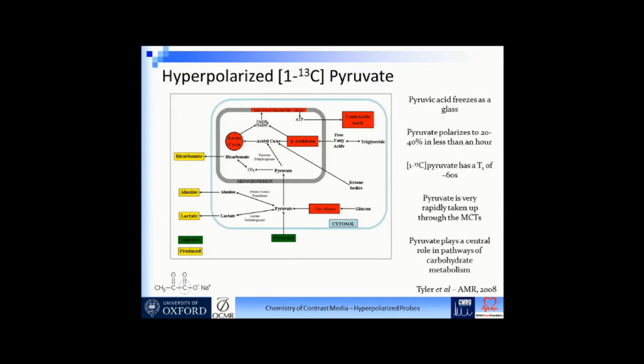As the pyruvate goes into the cell, it's converted into lactate via lactate dehydrogenase, into alanine via alanine aminotransferase, and then it's taken up into the mitochondria, where it's cleaved into acetyl-CoA, which goes into the Krebs cycle, and into CO2. That CO2 is in very rapid equilibrium with bicarbonate, and that equilibrium is determined by the enzyme carbonic anhydrase, so it's a pH-dependent equilibrium, but the bicarbonate is at a vastly higher concentration. So we tend to observe resonances coming from lactate, alanine, and bicarbonate.